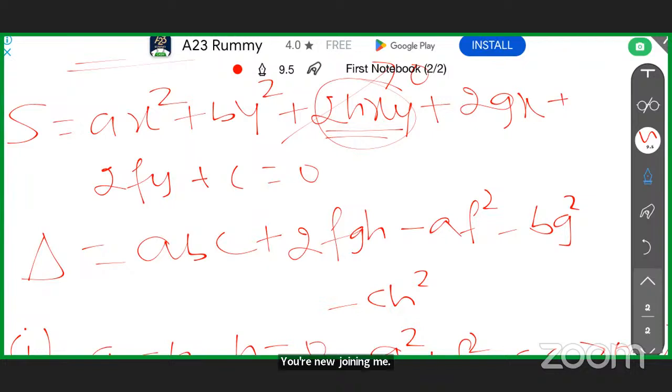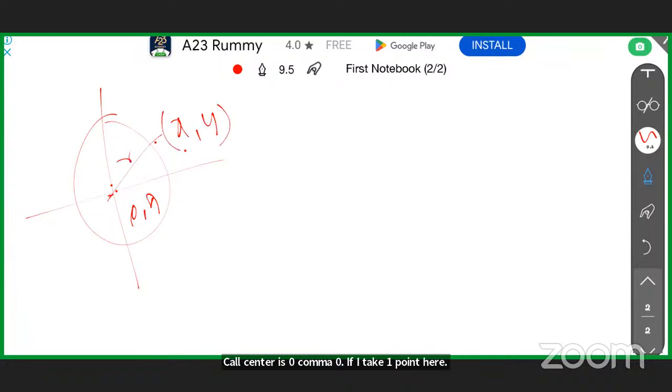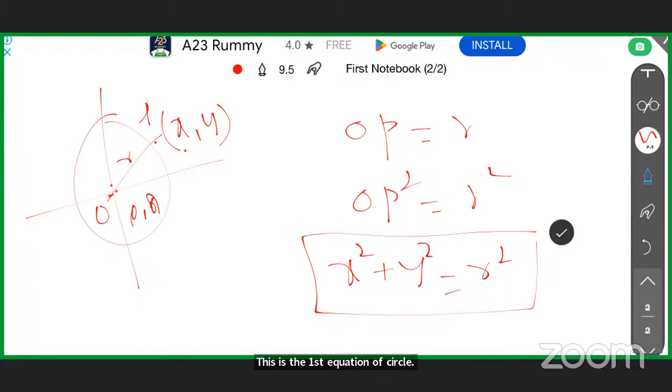Okay. So for the circle, we have three equations of a circle. One is the equation of a circle whose center is at the origin, that means 0, 0. If I take one point here, x, y, this is my R. Two points are there, point O and point P. So the distance OP is equal to R. Squaring both sides, OP square is equal to R square. That will become x minus 0, which is x square, plus y minus 0, which is y square, is equal to R square. This is the first equation of a circle whose center is on the origin.